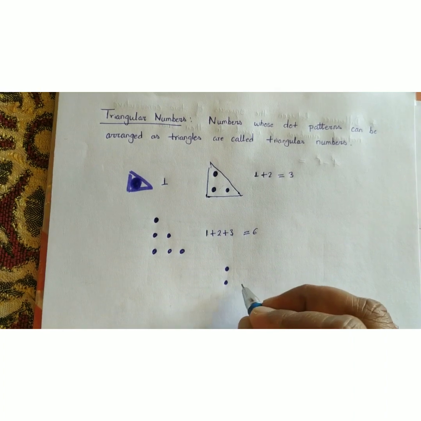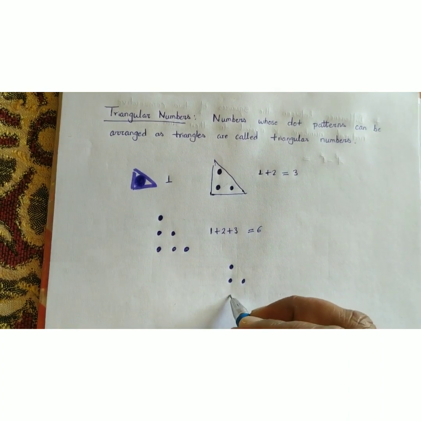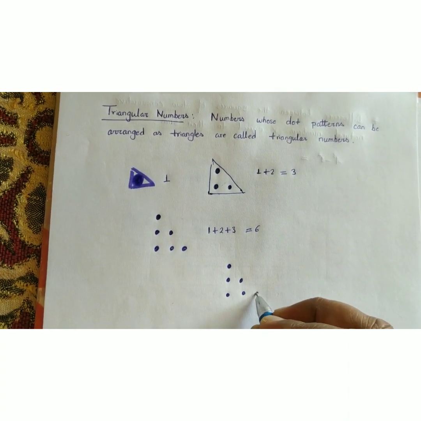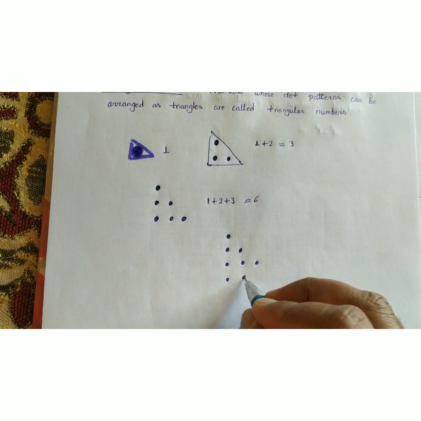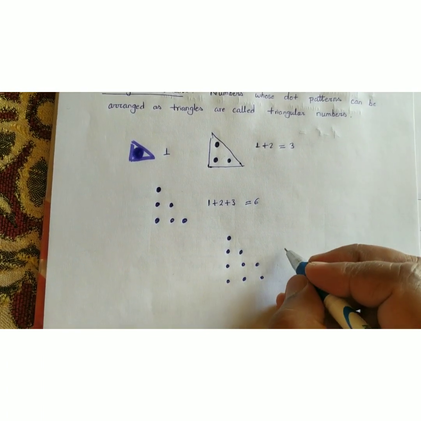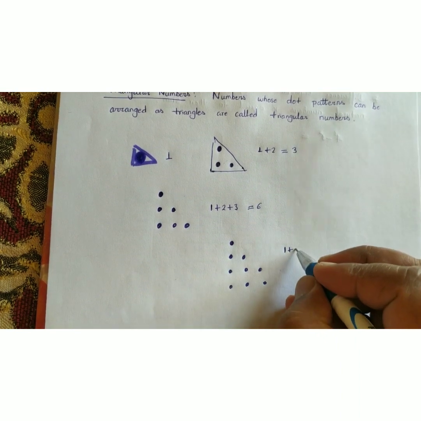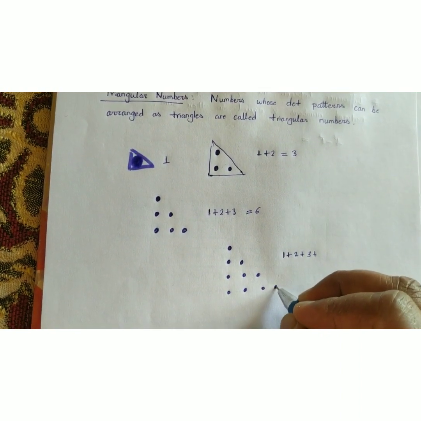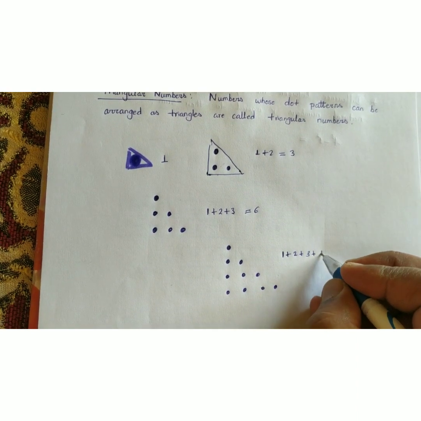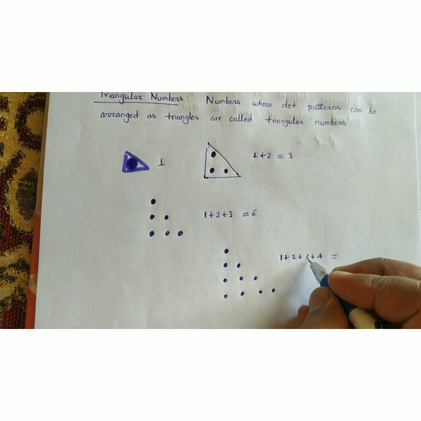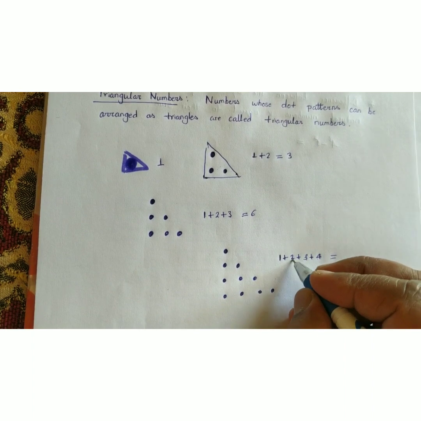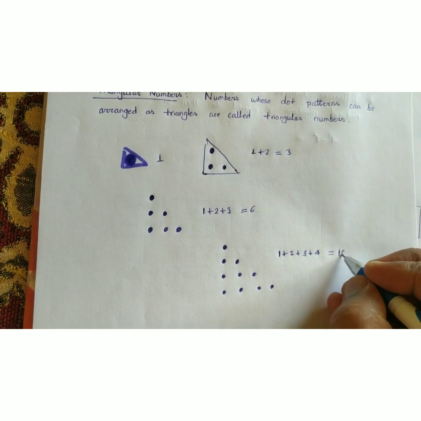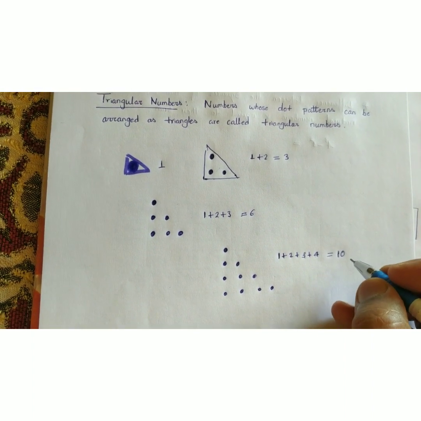Next, you can guess, here we have 1 plus 2 plus 3 plus 4. 1 plus 2 is 3, 3 plus 3 is 6, 6 plus 4 is 10. So fourth triangular number is 10.